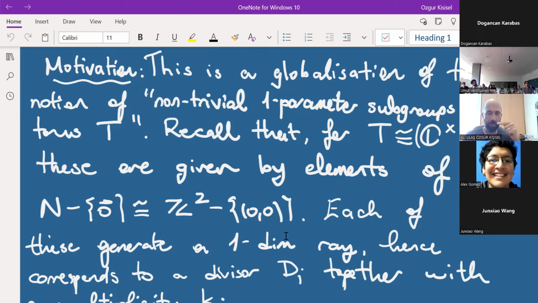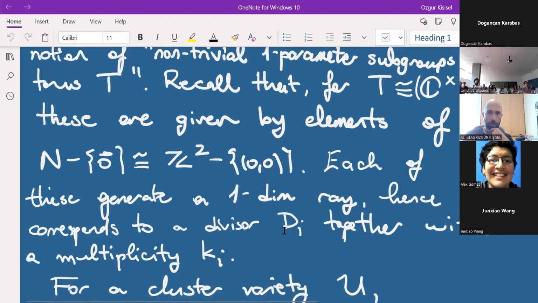So each point in N, as in the toric picture, generates a one-dimensional ray, but then you have the issue of taking a primitive generator of that ray or some multiple. That's why you have K in the previous definition.